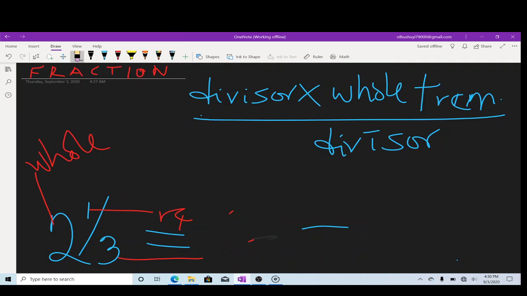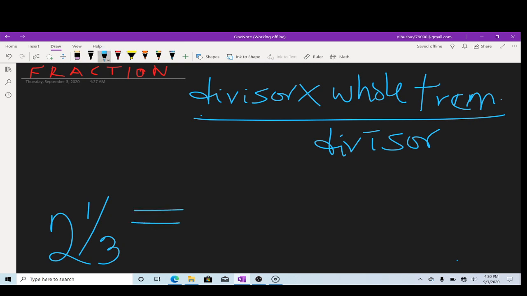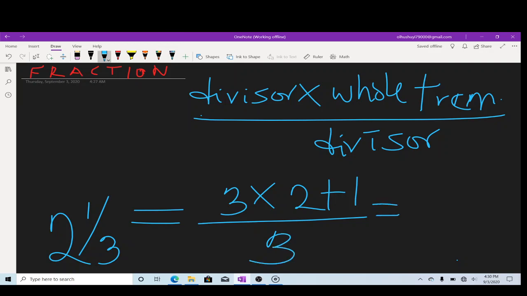If we do that for the question we have here, what do we have? This can be equal to what? Our divisor is 3. The 3 times 2, which is the divisor times the whole, plus the remainder, plus 1, everything divided by the divisor. And that gives us what? 3 times 2, 6, plus 1, that is 7 upon 3. That has given us an improper fraction.